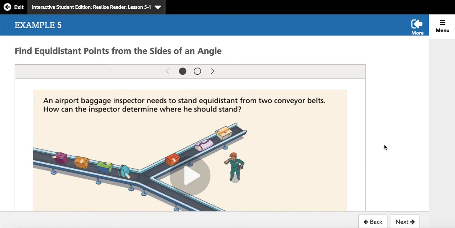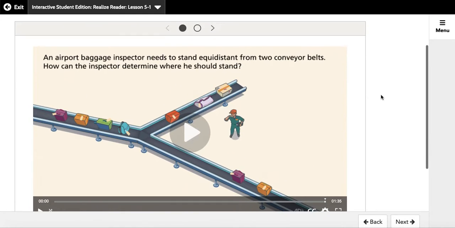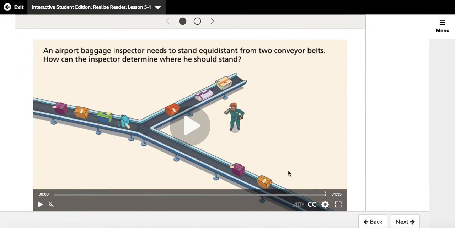Okay, geometry students, here's a video for example 5 and 6 for section 5.1: finding equidistant points from the sides of an angle. An airport baggage inspector needs, well, I think I'm just going to hit play because you're going to be able to hear it from the question writer.